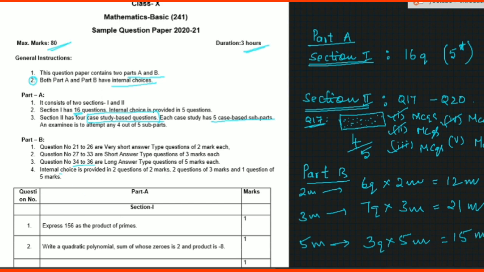But see, internal choice again. Internal choice is provided for 2 questions for 2 marks, 2 questions for 3 marks, and 1 question for 5 marks. Right? Well planned question paper it is. If you study by making a plan, it is very easy for you to get very good marks this year, though the virtual classes happened in the COVID-19. Do you agree? I think many of you agree.